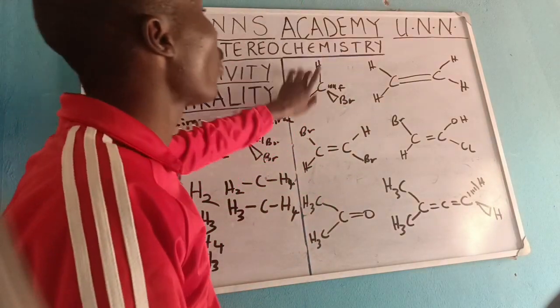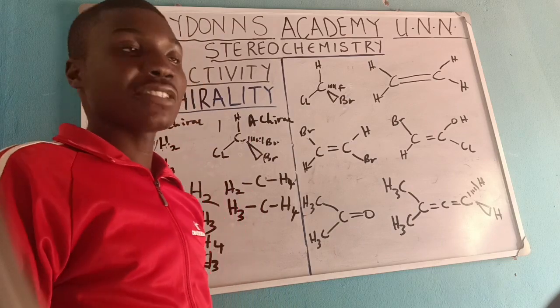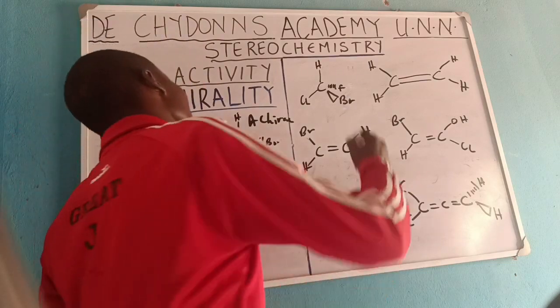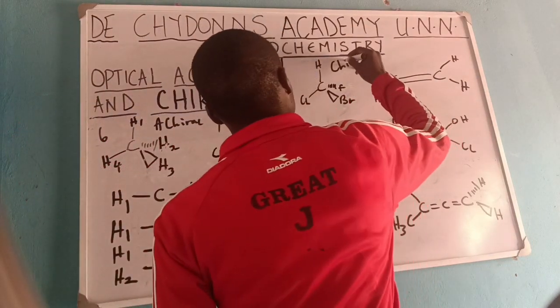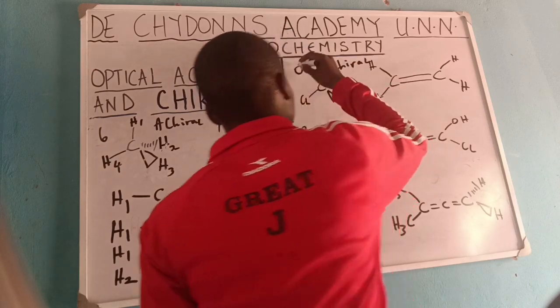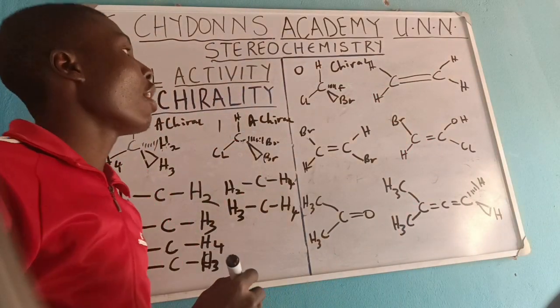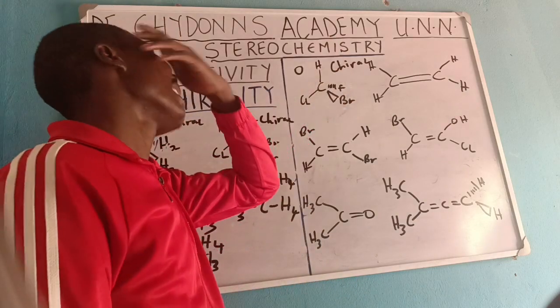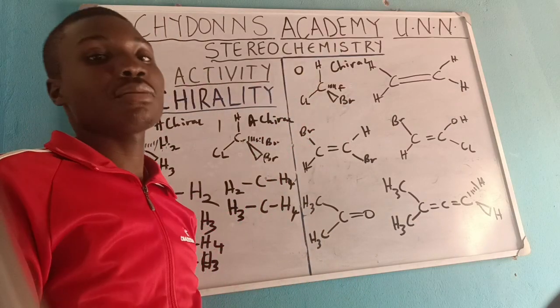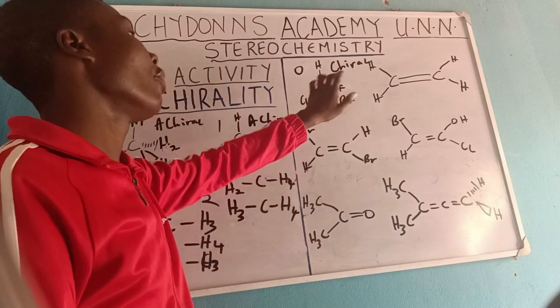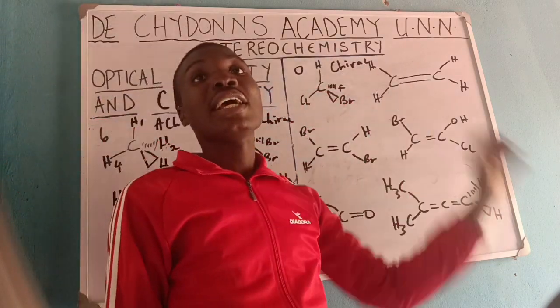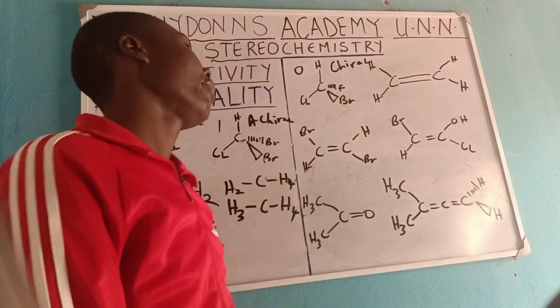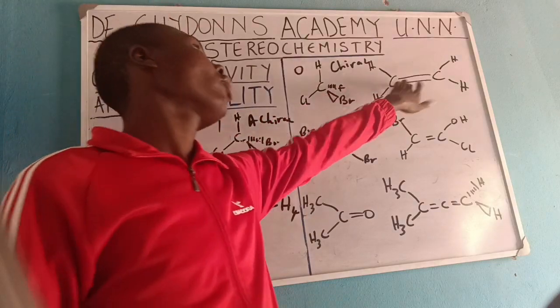The implication is that this compound has no plane of symmetry, and when it doesn't have a plane of symmetry, we simply say that this compound is chiral, so it has 0 planes of symmetry. Now for you to take note, whenever you have a carbon that has 4 different substituents attached to it, that carbon or that compound is usually a chiral compound. So it's very important you take note of that. Now let us go to this particular compound.